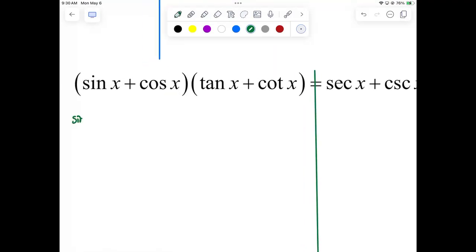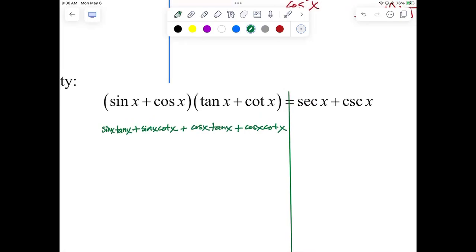Starting on the left-hand side, we get sine of x times tangent of x, plus sine of x times cotangent of x, plus cosine of x times tangent of x, plus cosine of x times cotangent of x. And now you're like, freaking yeah! The left side has 4 terms and the right side has 2. So I've got some more work to do. I've got to get rid of 2 of the terms and I've got to get rid of all the sine and cosine. Now, we've already seen this today. I've got 4 terms and I don't know how they simplify.